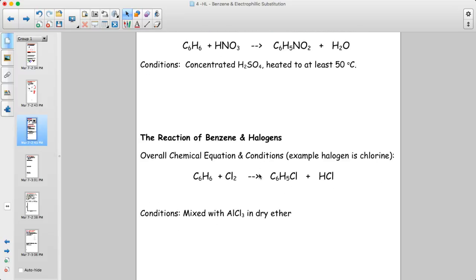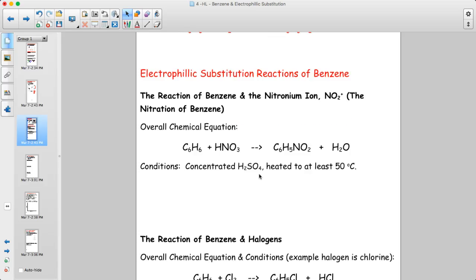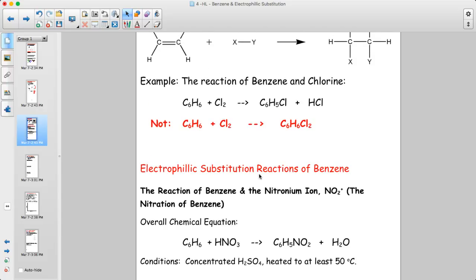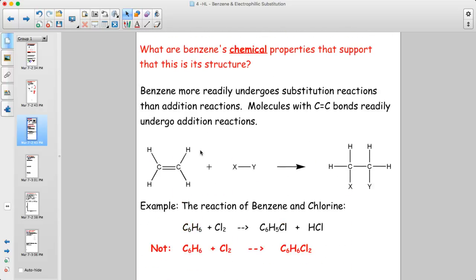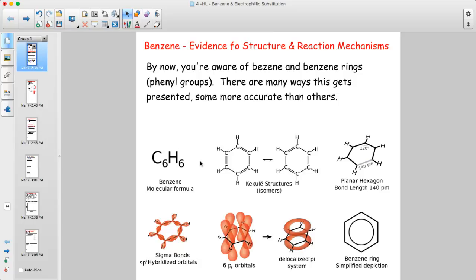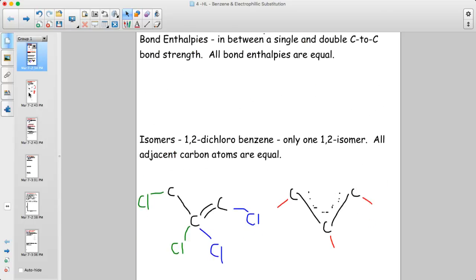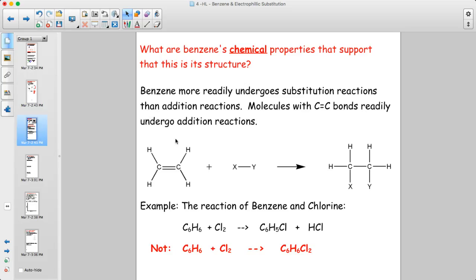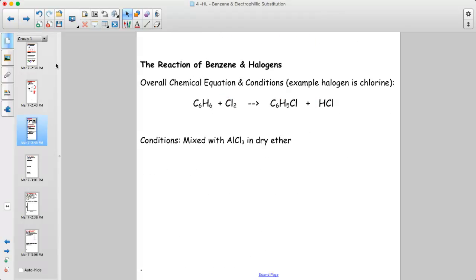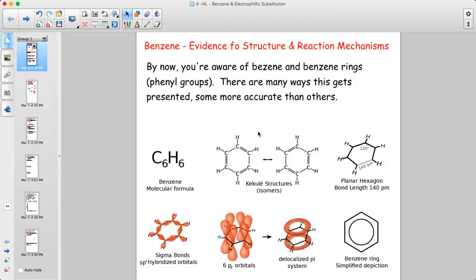Those are the details. So I'll stop the video here. So far, everything we've covered is standard level, knowing the evidence that is both physical and the evidence that is chemical for why it seems that benzene does not have alternating double bonds, but in fact has a ring of delocalized electrons around itself.